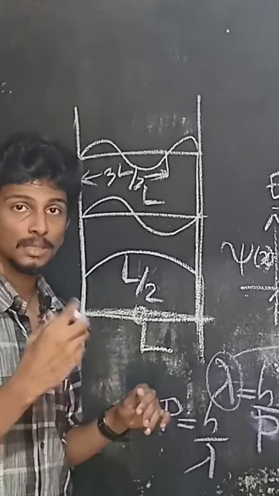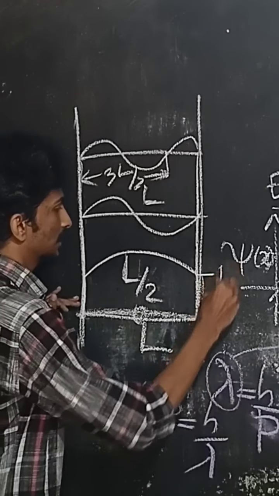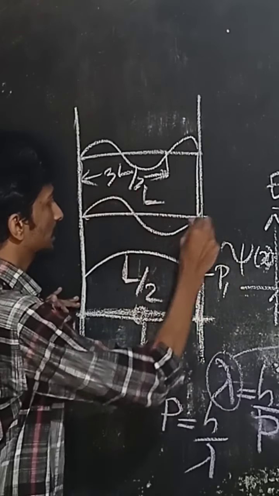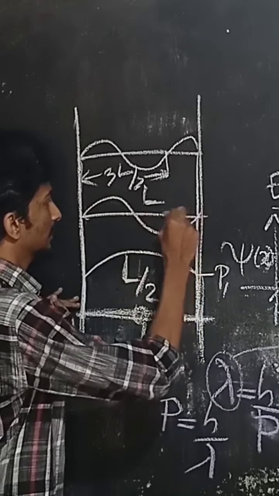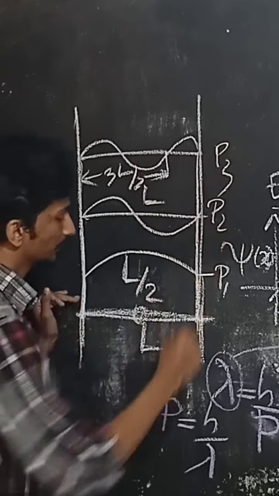So p can choose only some discrete values. There is a p value for this lambda by 2, that is p1. There is a momentum value for this discrete wavelength L, that is maybe some p2, and this maybe some p3.